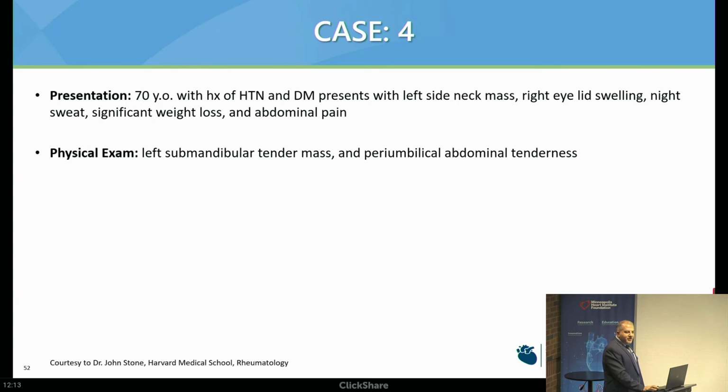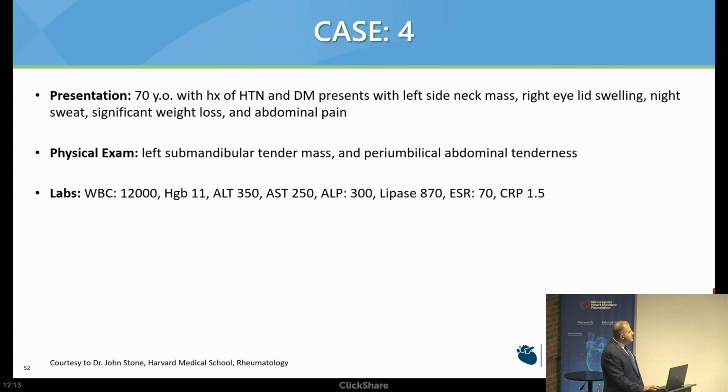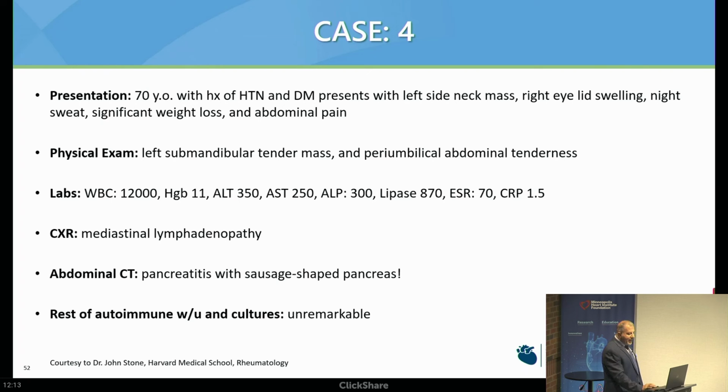If I had time, I would pick on our fellows, but I don't have time now, so I'll just keep going. So on physical exam, there is actually a submandibular tender mass on the left side, and abdominal tenderness. If you notice the labs here, I have to kind of help you make the diagnosis right away. So leukocytosis, there is some sort of hepatitis, and look at the lipase, so there's pancreatitis, so that's kind of giving away the diagnosis. And there are inflammatory markers that are elevated.